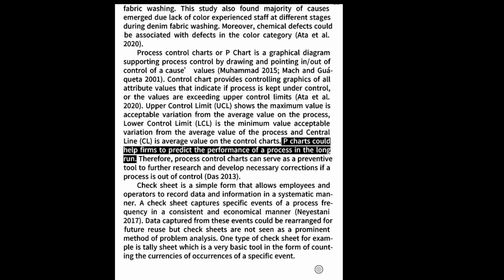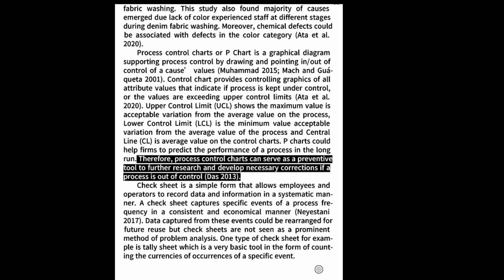P-charts could help firms to predict the performance of a process in the long run. Therefore, process control charts can serve as a preventive tool to further research and develop necessary corrections if a process is out of control. DOS 2013.